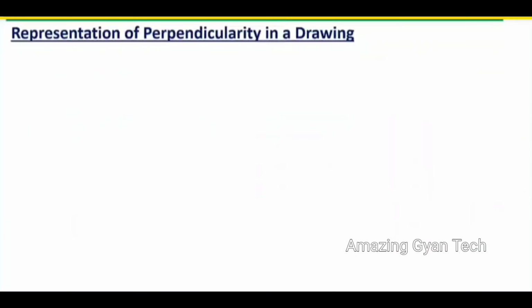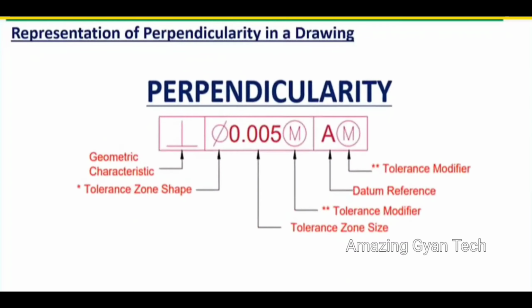So, representation of perpendicularity in a drawing. Now, how are we going to represent the perpendicularity tolerance in the drawing? You can see the feature control frame here. It is completely filled now. Until the previous sessions we were seeing only the first two zones filled. Now, coming to the orientation tolerance, we have the third zone also.